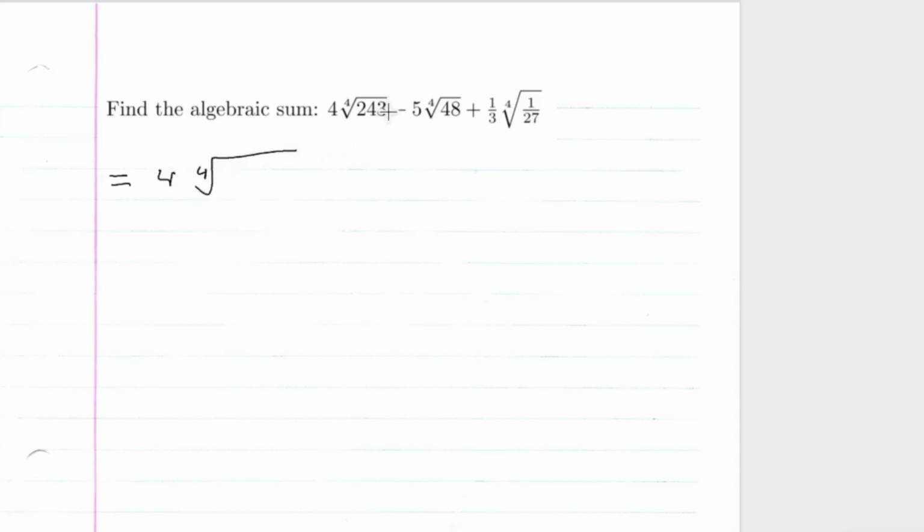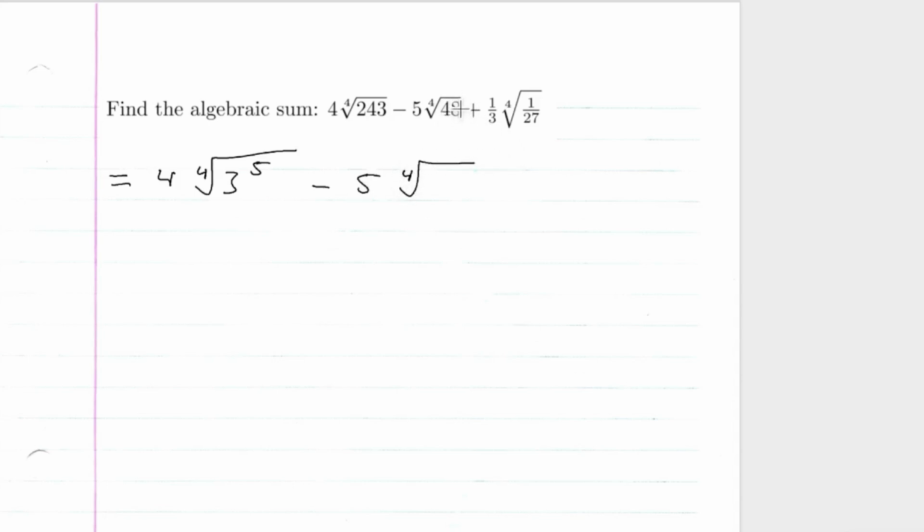So let's see, it ends with a 3. So 3 times 3 is 9, times 3 is 27, times 3 is 81, and then 81 times 3 happens to be 243, right? So we know this is 3 to the 5th, the same thing as 243, right? And then minus 5 times the fourth root.